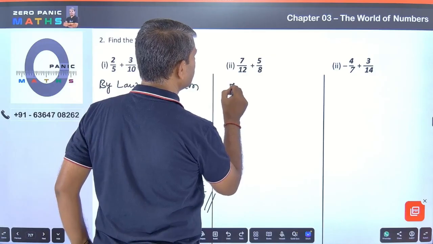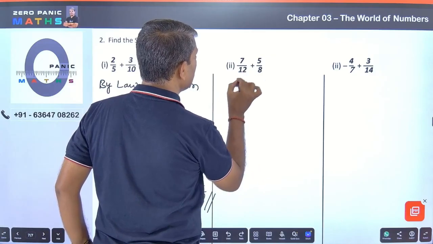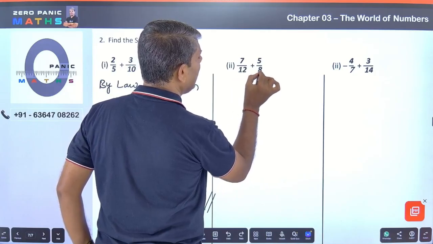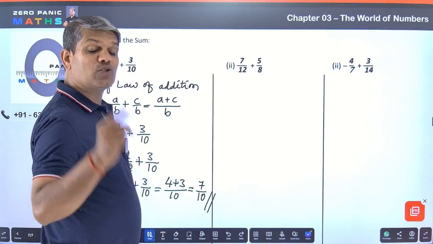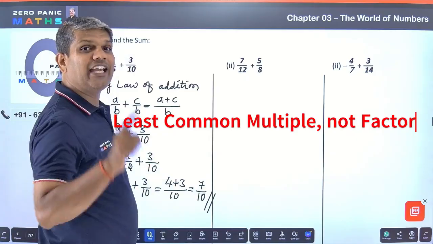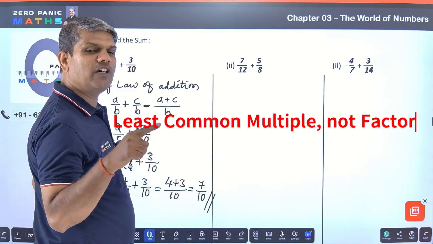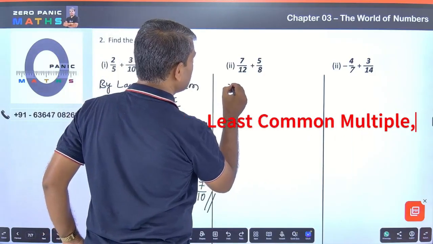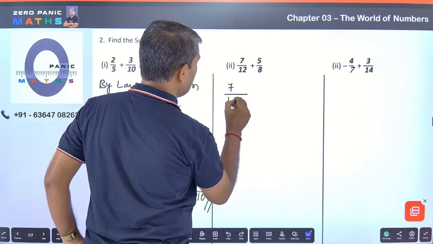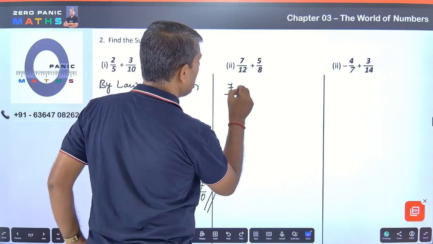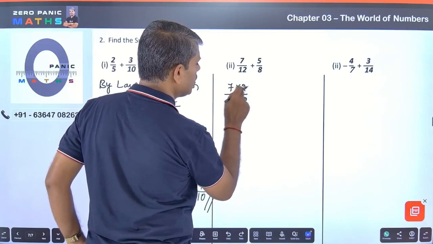I'll just convert this to 24. See, 12 2s are 24 and 8 3s are 24. So 24 is the least common multiple of 12 and 8. That's why the LCM of 12 and 8 is 24. Okay, so what I will do is 7 divided by 12. When I multiply 12 by 2, it will become 24, so I have to multiply that to the numerator also.